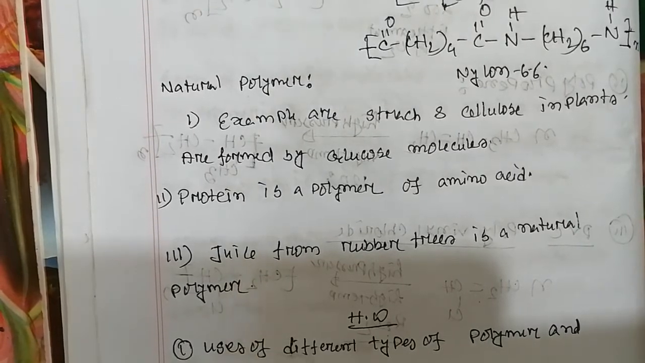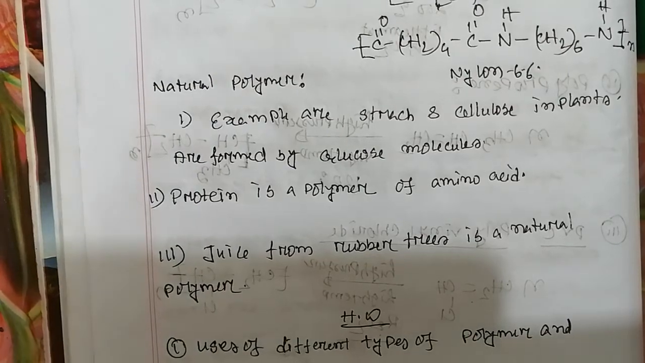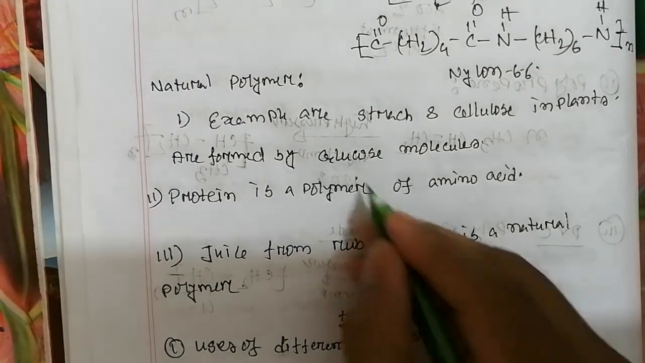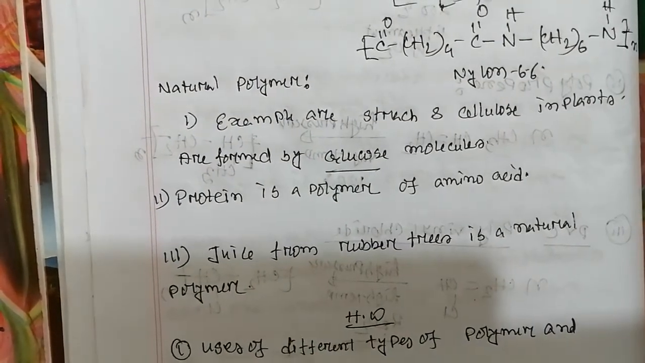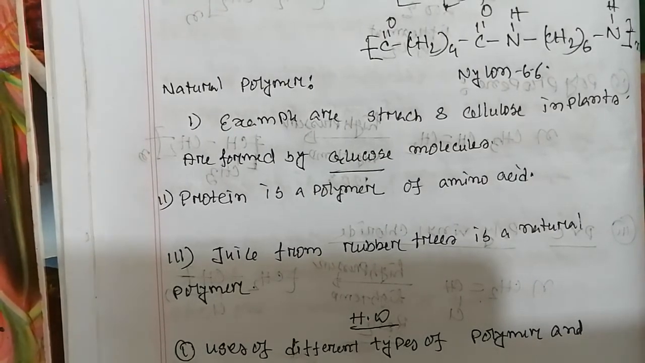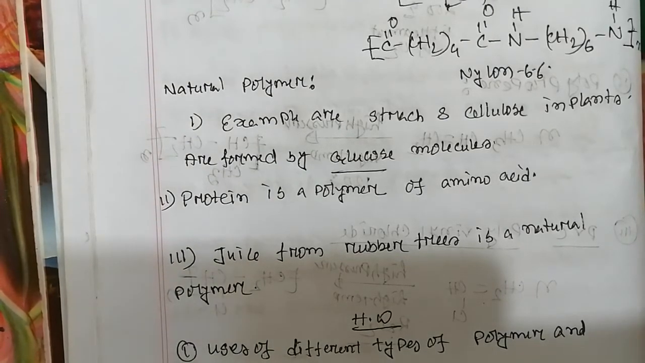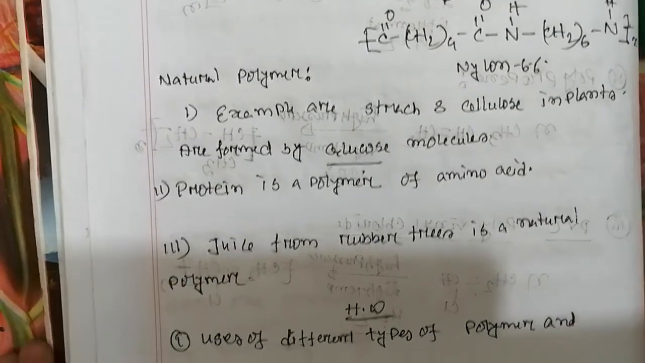Now we discuss natural polymers. Examples are starch and cellulose in plants, which are formed by glucose molecules. So glucose is the monomer of cellulose and starch polymers. Protein is a polymer of amino acid. We already know this. Juice from rubber trees is also a natural polymer.